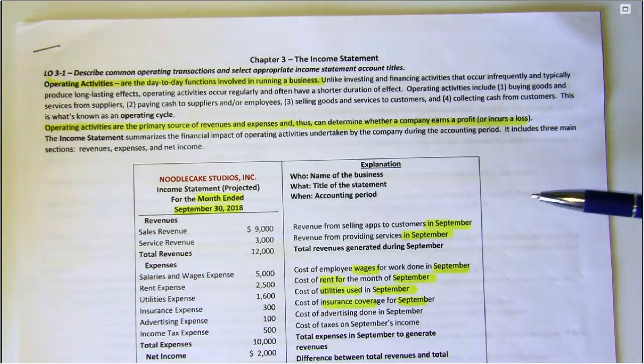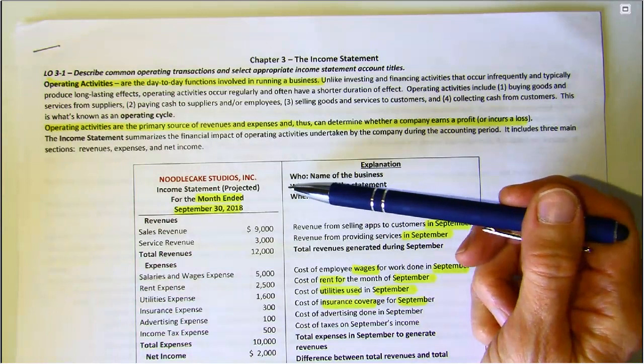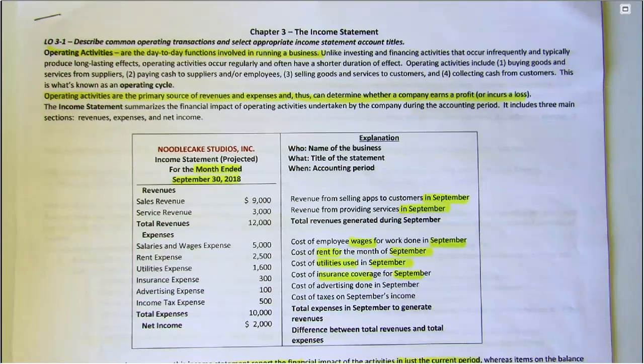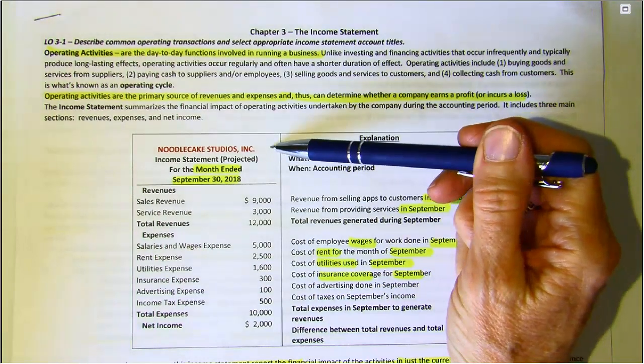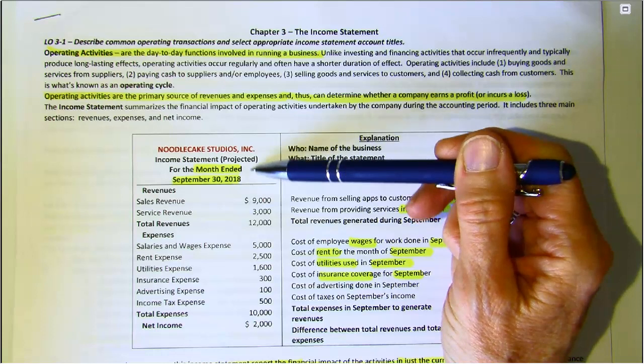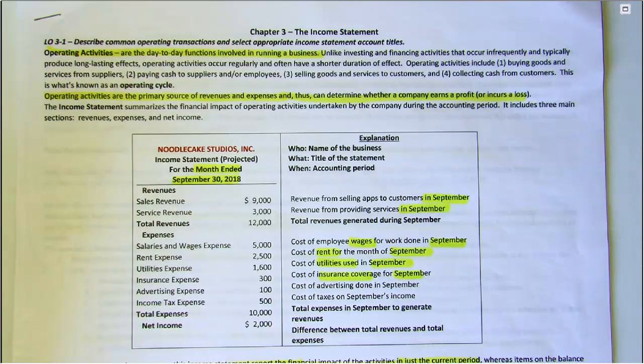So let's review this income statement. We learned how to prepare this in Chapter 1, but it's time for a review. The income statement is recorded in this left box. First, we have our heading: the name of the company, the name of the statement, and then the time period covered. This statement is for the month ended September 30th, 2018.